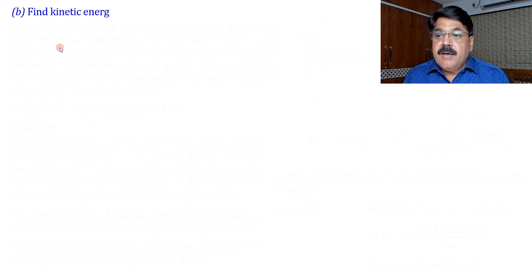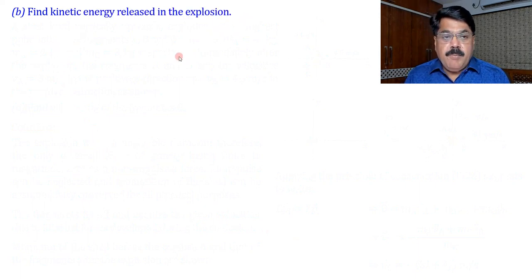Find kinetic energy released in the explosion. How much kinetic energy has been released? Actually, immediately before the explosion, the shell was at rest, so it has no kinetic energy. So now we can say the total kinetic energy of the fragments came out of the explosion. After the explosion, if you sum up all the kinetic energy of the fragments, we can say it is the kinetic energy released during the explosion.